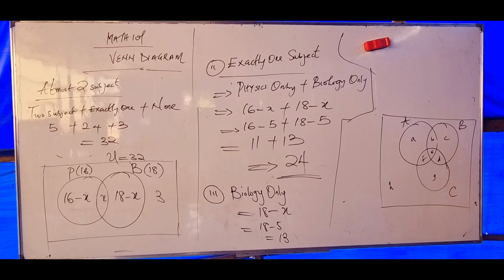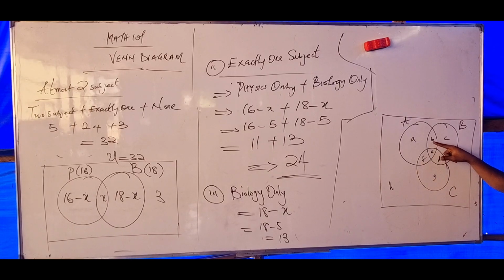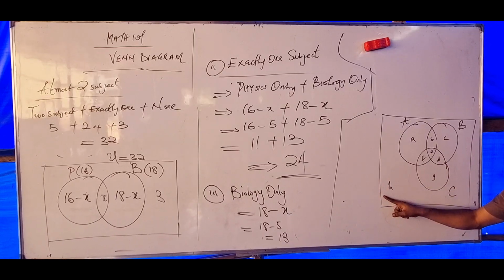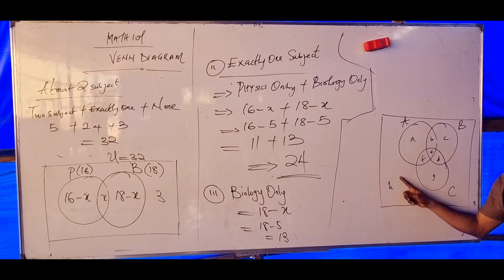At most 3 means what? What's our 3? What's our 2? B, D, and F. Are you there now? What's our 1 here? Plus what again? H. Because at most 3 means 3, 2, 1, and what? None. None is what? H.